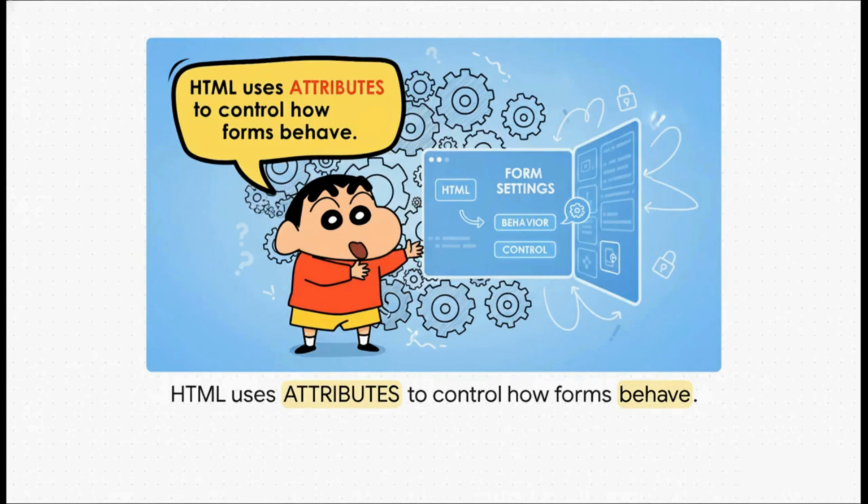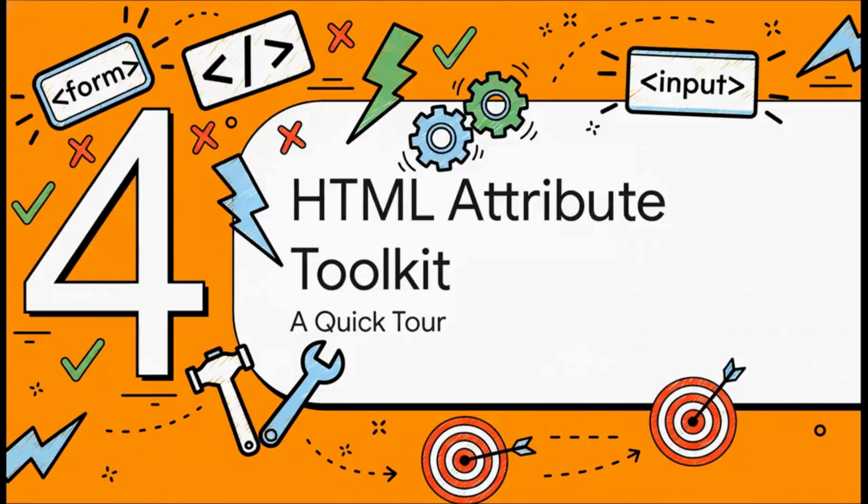So how do we tell this gatekeeper what the rules are? Well, in HTML, we use something called attributes. These are basically the specific commands we add to our form fields to tell them exactly how to behave and what rules they need to enforce. All right, let's take a quick tour of the most common and powerful tools in our HTML attribute toolkit. Think of this as a lightning round of the greatest hits.